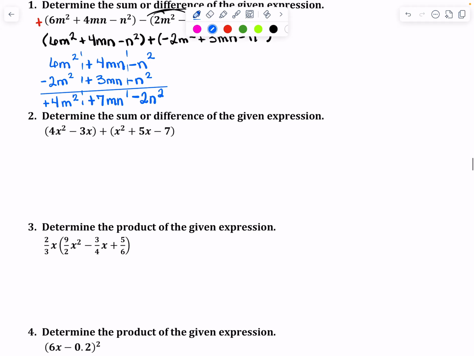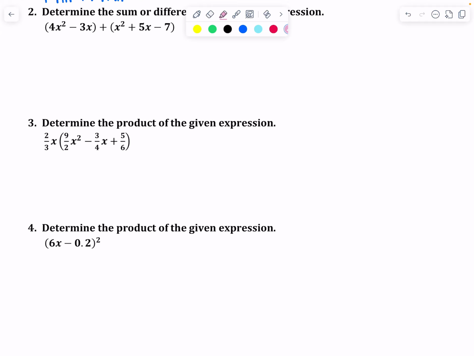Now, number 2, determine the sum or difference. Now, when I look at this one, I notice that it's already adding in the middle, so I don't have to worry about the opposites or changing any signs. I can skip that first step and then just go right into combining the ones that are like terms. So 4 plus 1 gives me 5x squared. Negative 3x plus 5x gives me positive 2x. And then my only constant is negative 7. So there is my simplified solution when we're adding or subtracting two polynomials.